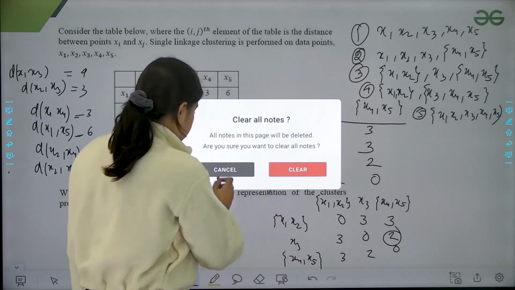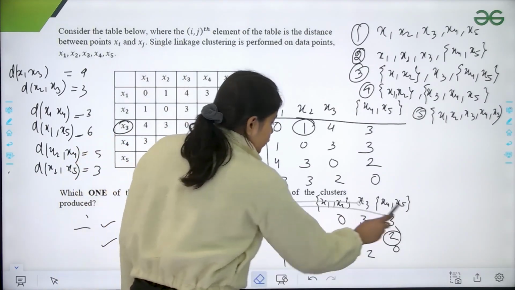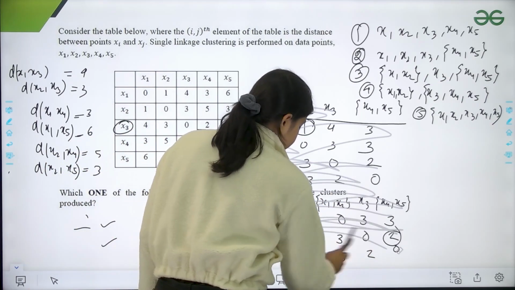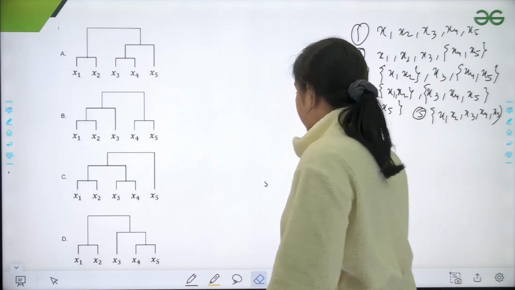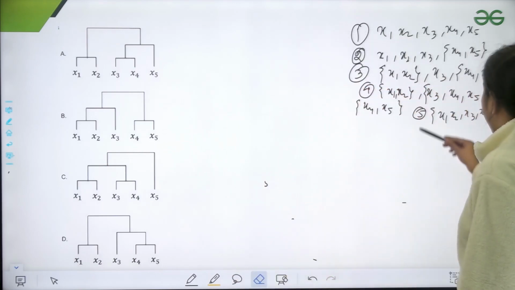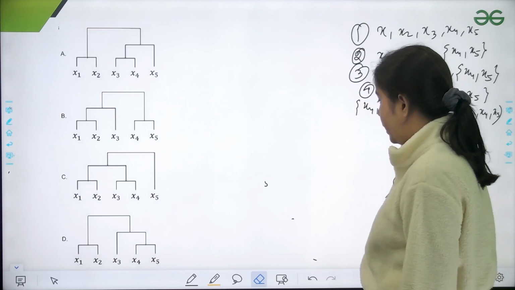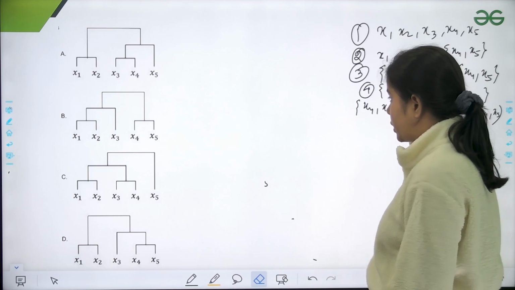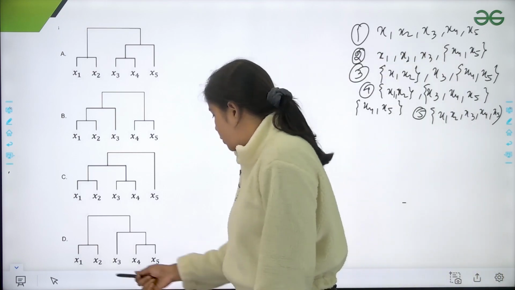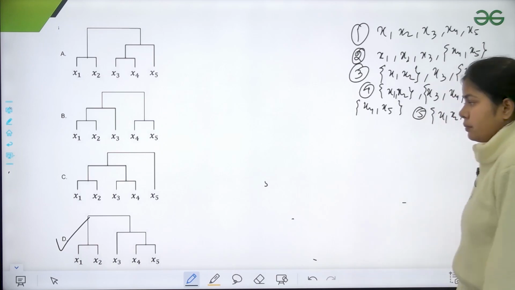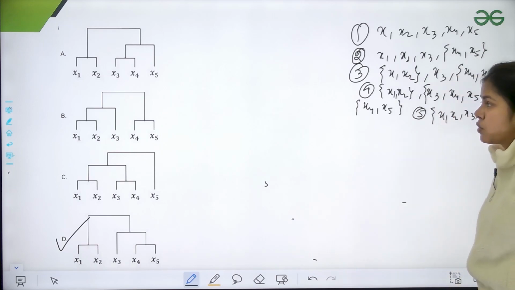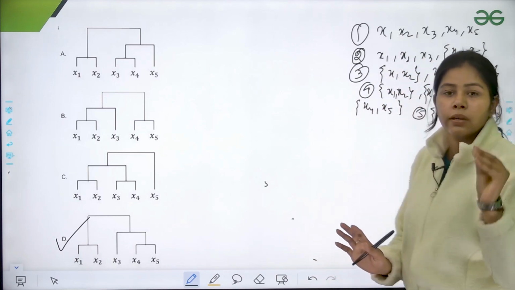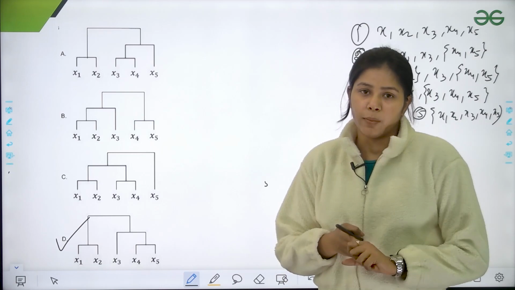So let me remove this and see which option matches our answer on the next slide. Okay, let's go to the next slide. So first we have combined x4 x5 and then we have combined x1 x2, okay, and then we have combined x3 with x4 x5 and then we have finally combined everything. So which option is true? Option D is true here, right? Option D is true here. So you can see that's how we do single linkage clustering. The only thing to remember here is that we have to find the minimum distance.